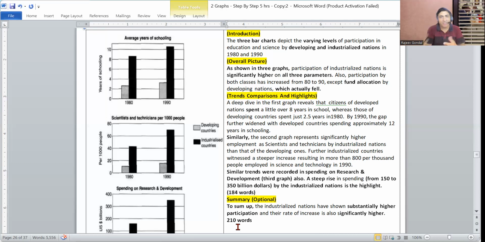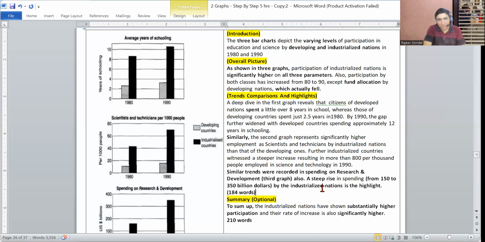So this is more tactical than a requirement of IELTS. In case you fall short of words and you want to summarize at the end, you should do it only when you fall short of words. So that's the tactic that you can use. It's not a mandate by IELTS or by IDP or British Council that you should write a summary every time, because overall picture is pretty much like a summary. So even if I write up to this, it is absolutely fine.